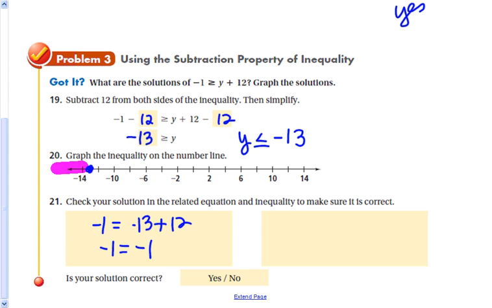And I also want to check a point that is in my shaded area, like negative 14, and make sure that solves the inequality. So if I do negative 1 is greater than or equal to negative 14 plus 12, and negative 14 plus 12 is negative 2, and negative 1 is greater than negative 2, so I'm good.